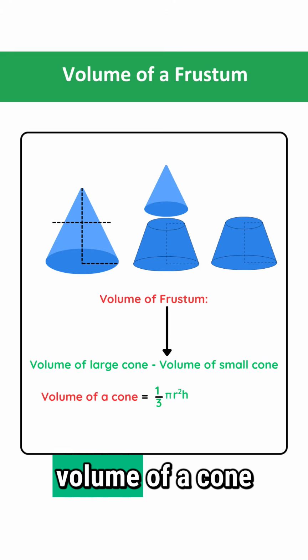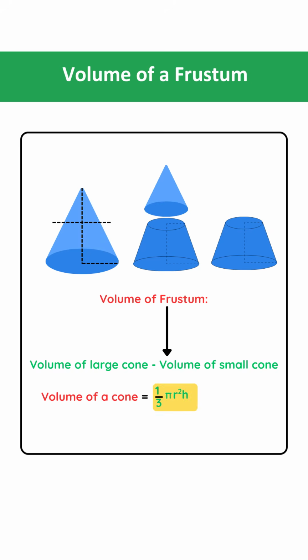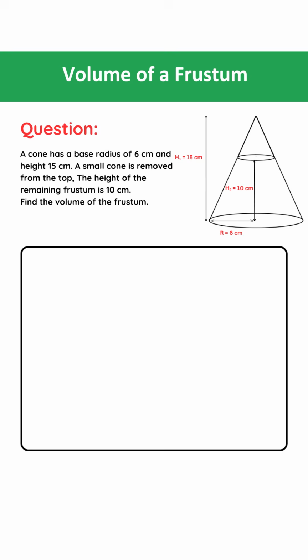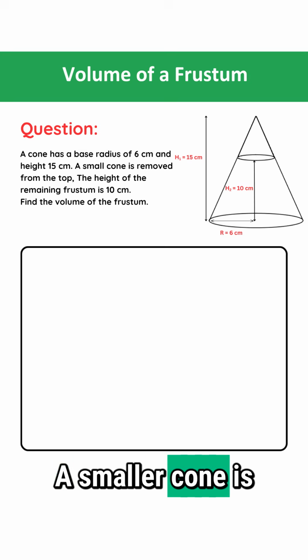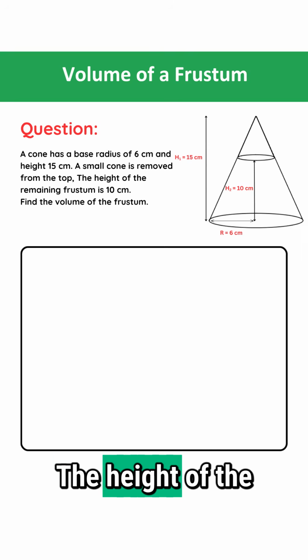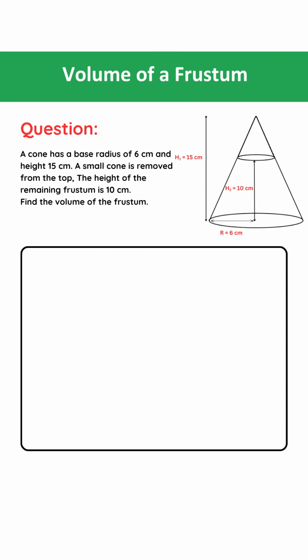The formula for the volume of a cone is 1/3 times pi times r squared times h. Let's work through a question. We have a large cone with base radius 6 cm and height 15 cm. A smaller cone is removed from the top. The height of the frustum is 10 cm.